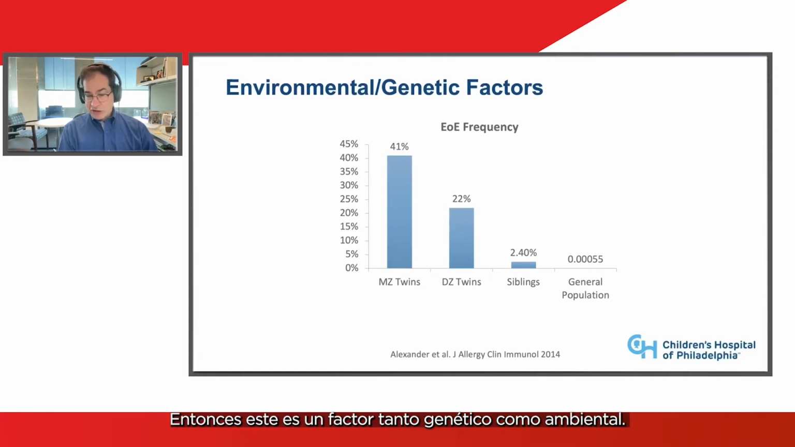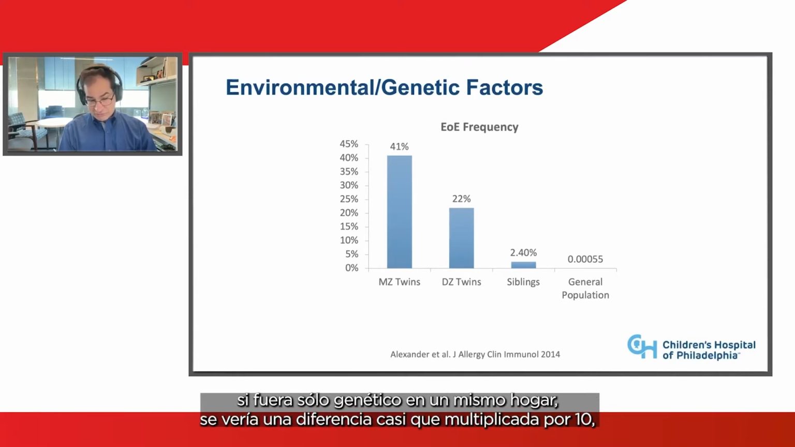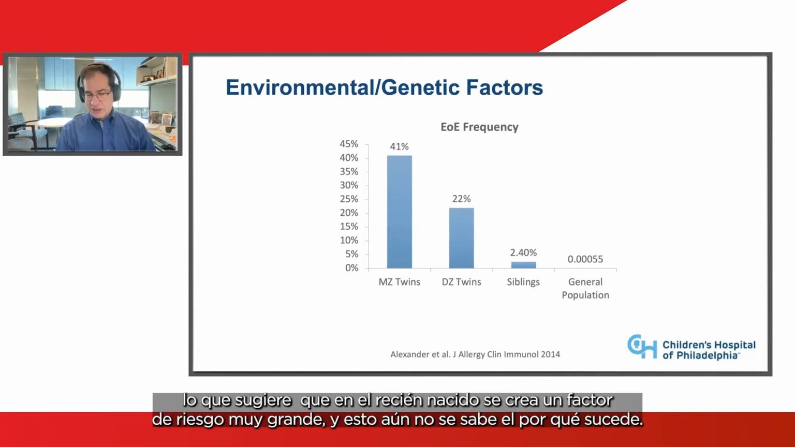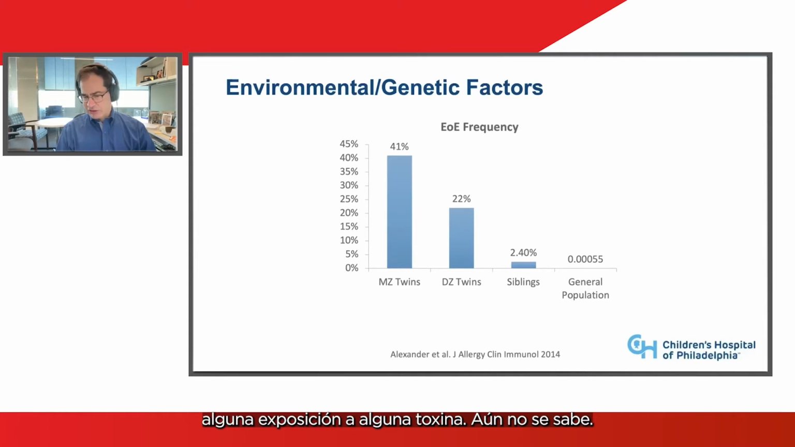And there's probably a large fetal factor, because siblings and dizygotic twins should be the same if it was just genetics and some general household environmental factor. That being a 10-fold difference suggests something happens in the newborn period that creates a large risk factor. What that is is unknown. It's probably similar to other risks we see in atopic disease: perinatal antibiotics, C-sections, exposures to various toxins, all probably play a key role. Exactly what they are, we do not know.